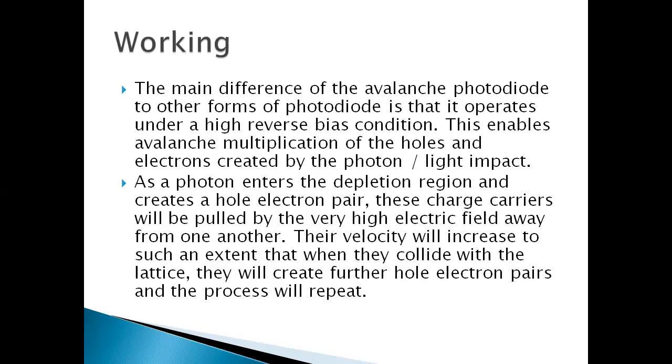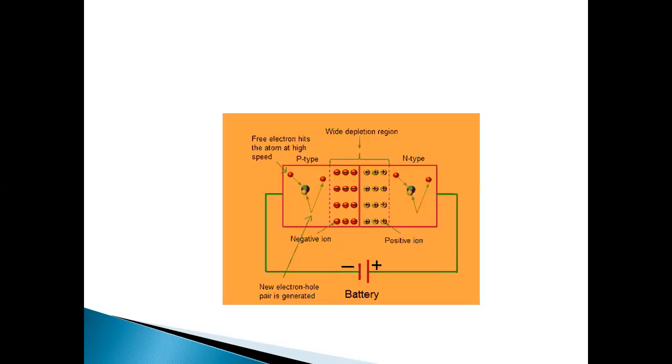Hence, their velocity goes on increasing to such an extent that when they collide with the lattice, they create further electron hole pairs, and the process is repeated. In the figure, you can observe that the free electrons hit the atoms at high speed, producing new electron hole pairs, which again go for repeated collisions with the lattice, producing more and more carriers.